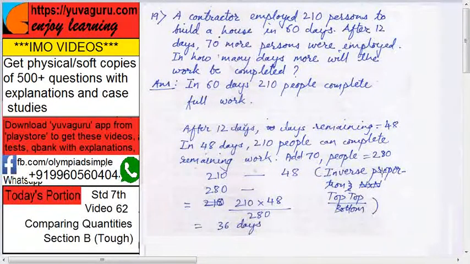That's why inverse proportion. Now what is the formula for inverse? Top, top, bottom. It means top into top upon bottom. 210 into 48 upon 280. Calculate this, you will get 36 days. So if 70 more people are employed, making 280 people, you will complete the remaining work in 36 days.